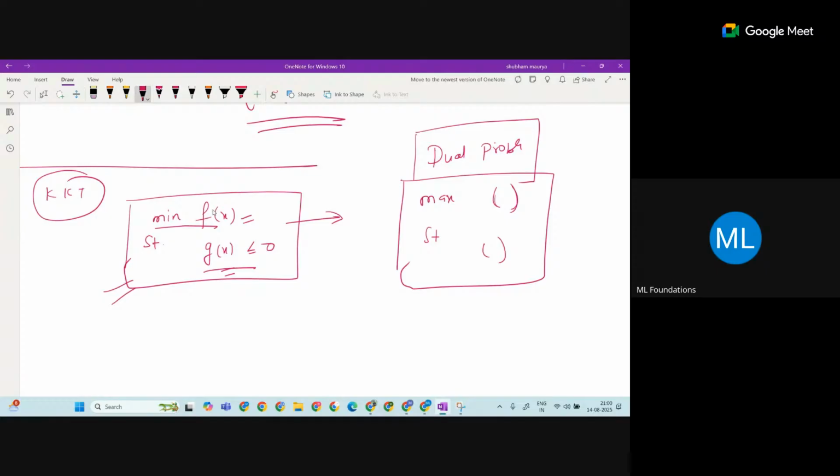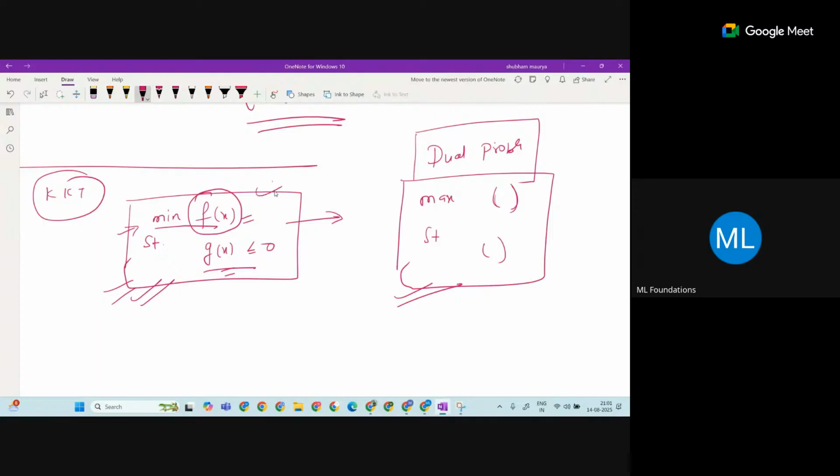when your function is convex, strong duality holds, and whatever optimum solution this function has, the same optimum solution holds for the minimization of f(x) also. If your f(x) is convex, strong duality holds, and whatever the minimization problem gives, the max problem, the dual problem, gives the same.